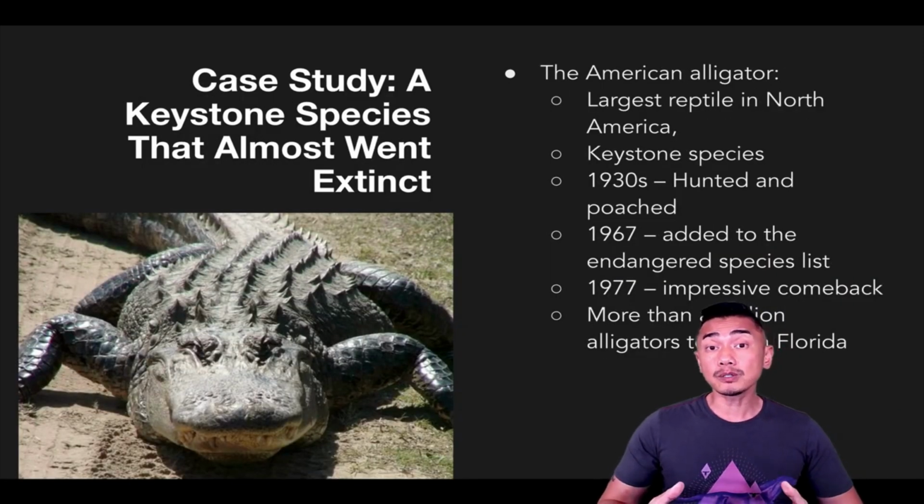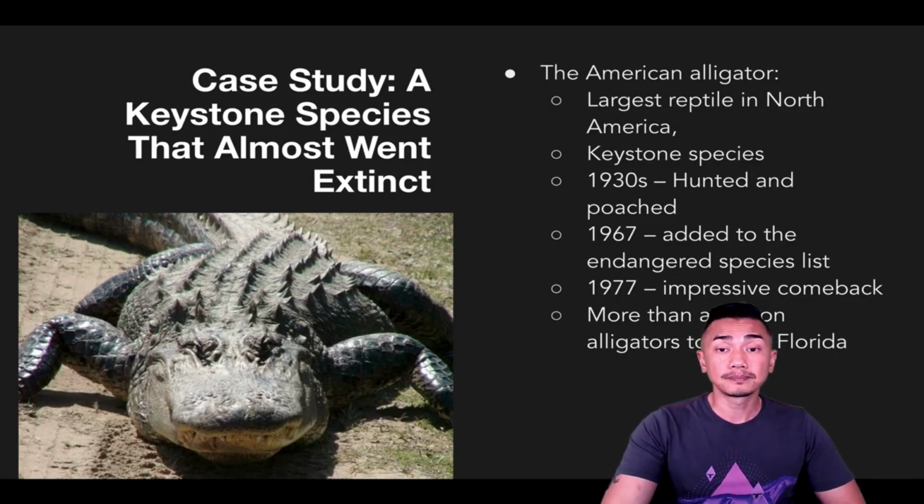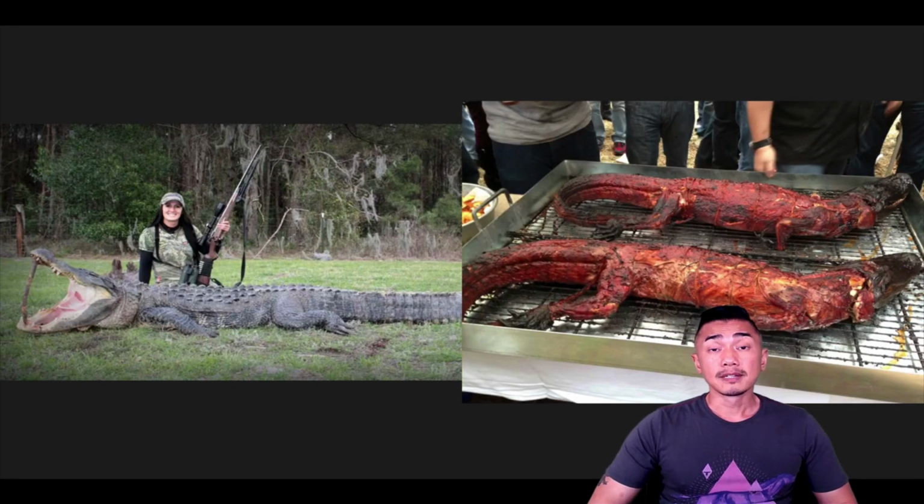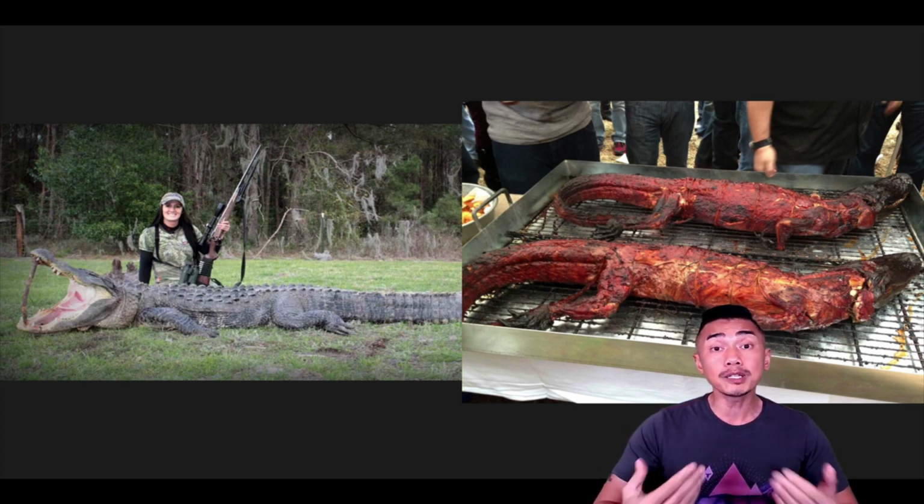Another example of a keystone species is the American alligator, the largest reptile in North America. At one point, the American alligator was hunted and poached to the brink of extinction. In 1967, it was put on the endangered species list and given time to recover. Today, there are more than 1 million alligators in Florida. Today, populations of the American alligator are closely watched, and hunting and consumption can once again resume.